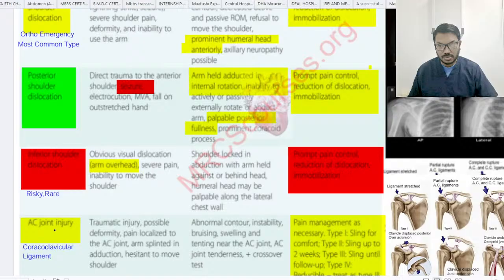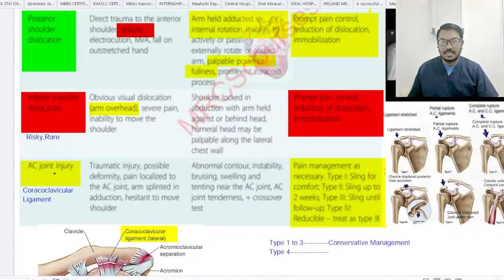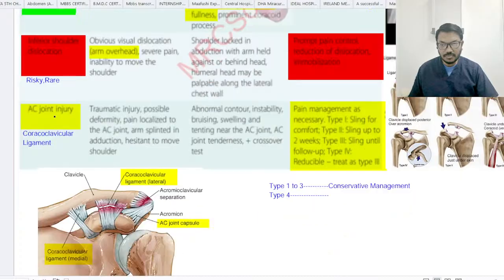Inferior shoulder dislocation: arm overhead. Actually, it is something like this, and they cannot bring the shoulder to normal. You can see the picture and you will understand. This is rare and risky. Then AC joint injury. AC is acromioclavicular: acromioclavicular joint injury, acromioclavicular ligament injury.